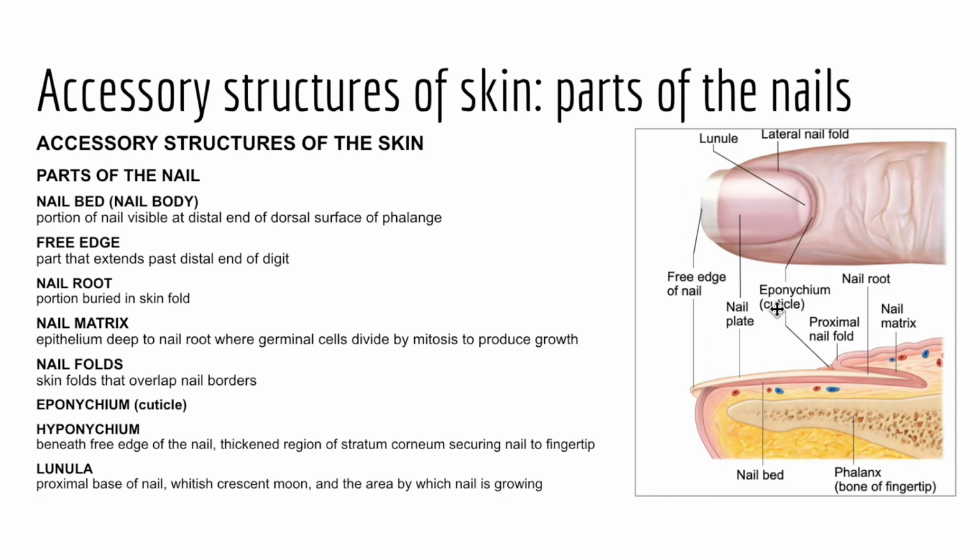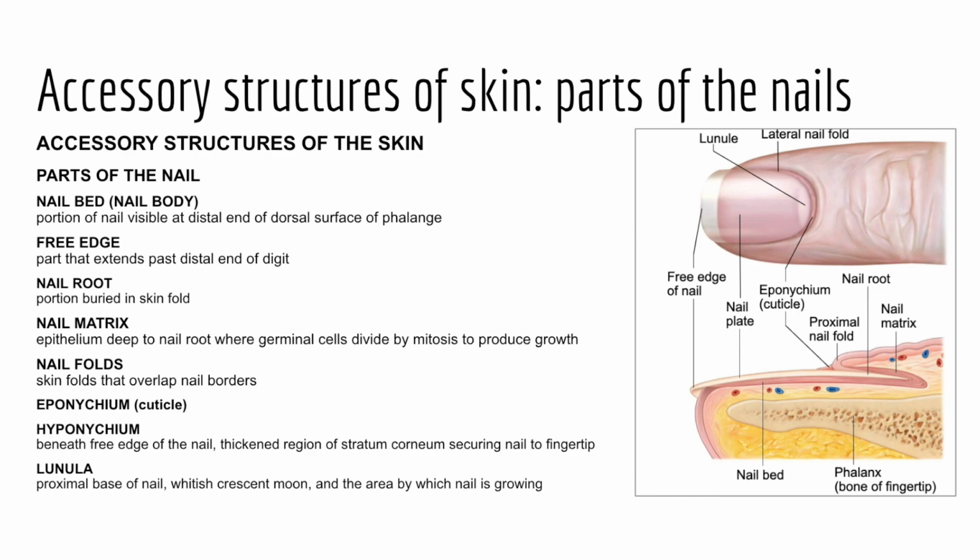If we move here, we're going to look at our nail root. If we move this way proximally toward the body, we're going to see our nail root here found underneath some skin, and we'll have a name for that in a moment. So the nail root is the portion of the nail buried in a fold of the skin. And even further, more proximal, we actually see what's called the nail matrix, a thickened part of the nail bed where germinal cells divide by mitosis to produce nail growth.